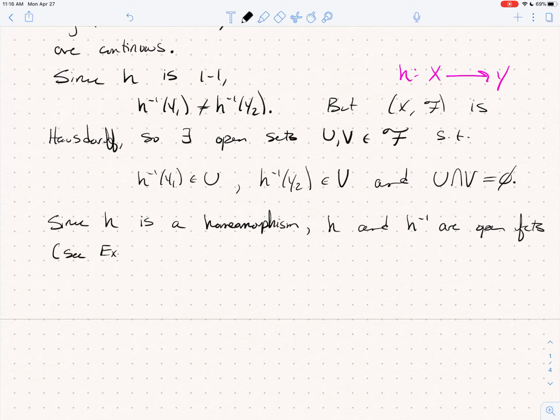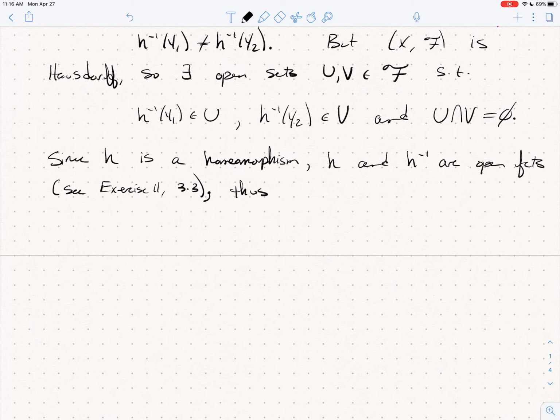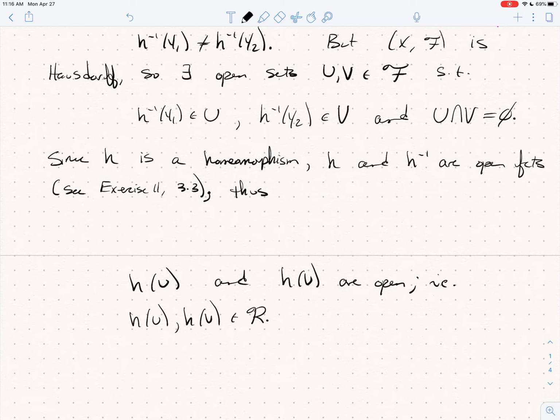Let's actually write that down: exercise 11, section 3.3. So they're open functions. What does that mean? Thus, let's realize that H of U and H of V are open, i.e., they live in R. Again, being redundant, but just trying to be clear, H of U and H of V both live in R.